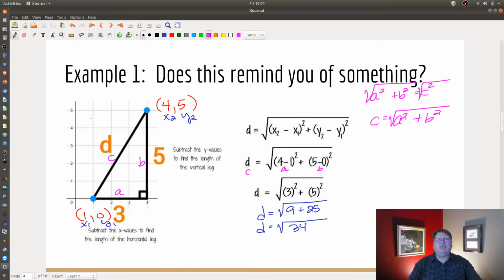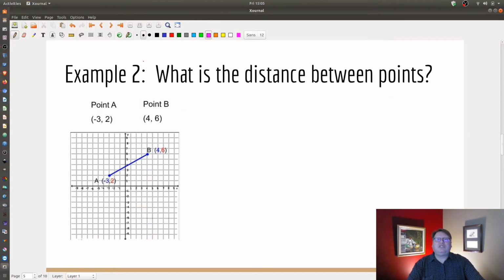So now we can do Pythagorean theorem in the coordinate plane. Again, if I'm given a graph, instead of doing x2 minus x1, I could just as easily come over here and say this is 1, 2, 3 units long. This is 1, 2, 3, 4, 5 units long, and plug those into the Pythagorean theorem and calculate the distance of the line segment. Very easy. Okay, you guys have done this before. Just not use the distance formula.